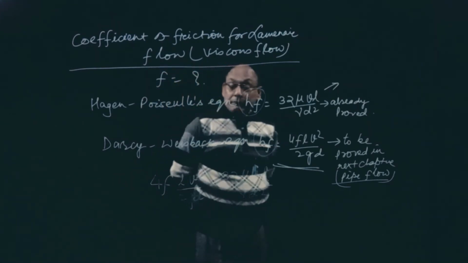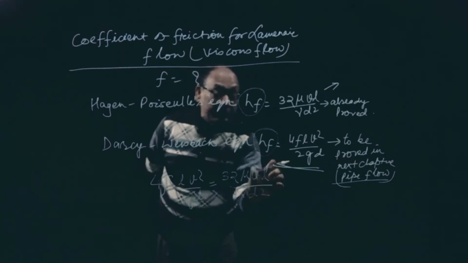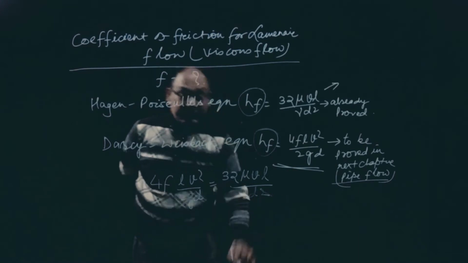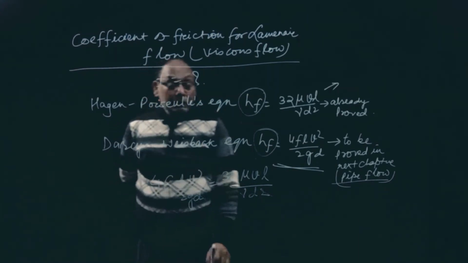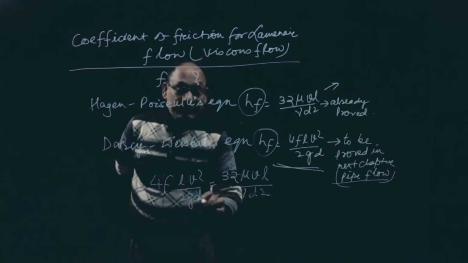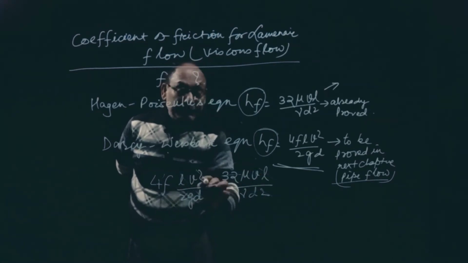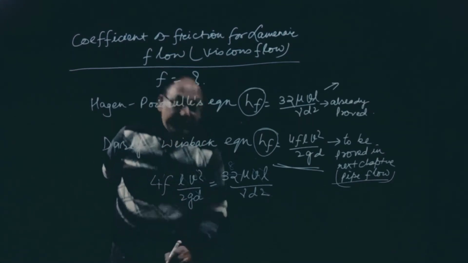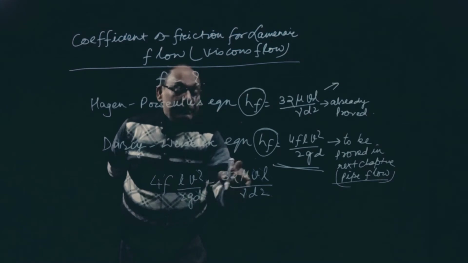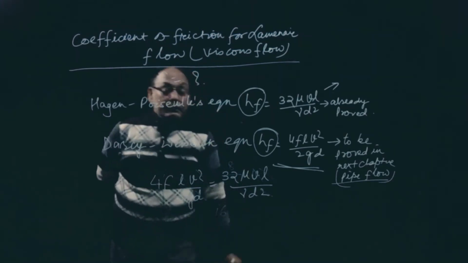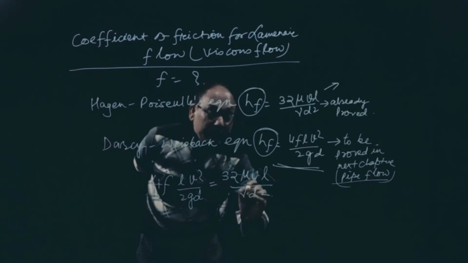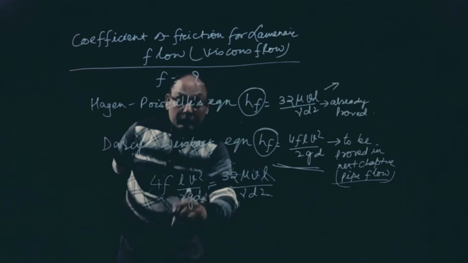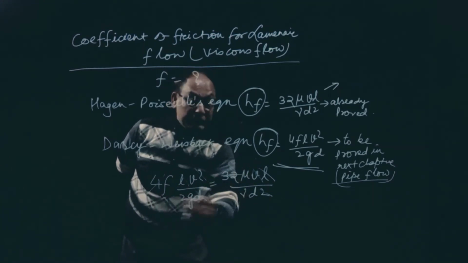So 4FLV square by 2GD is equal to 32 mu VL by gamma d square. Here d square and d will get cancelled, so this 4 will be 8. Length will be cancelled out, and V square and V will get cancelled. So F will be 8 into 2, that is 16 mu.